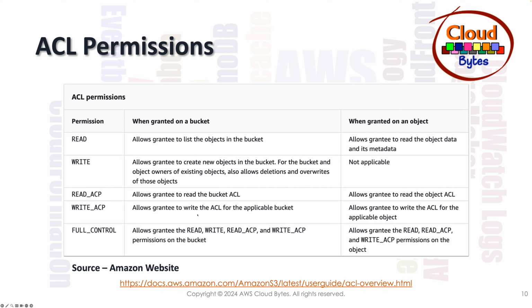Write allows you to write the ACL for a specific bucket, or it allows you to grant the write for that particular bucket. Similarly, it can allow you to set the ACL for an object within the bucket. Full control allows you to give all four of them at a bucket or an object level. This is all coming from the AWS website directly, and I have added the link below for your reference.